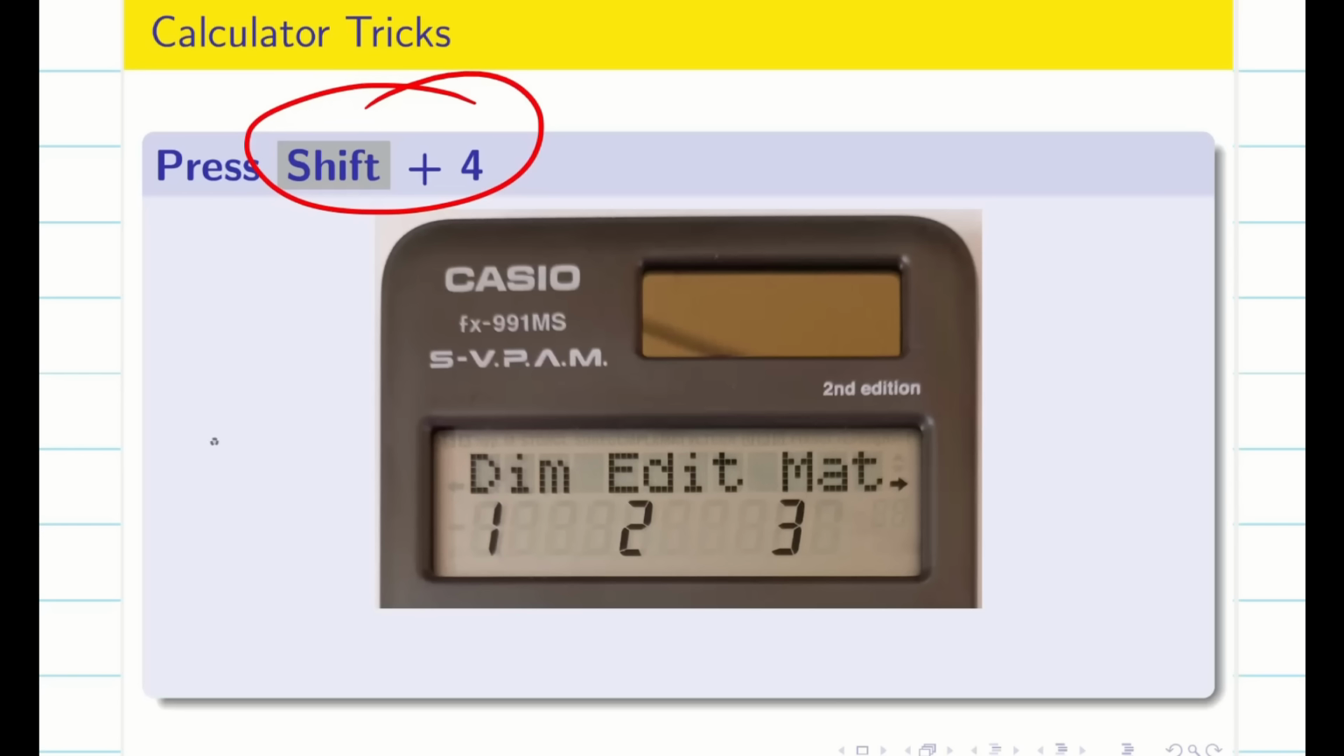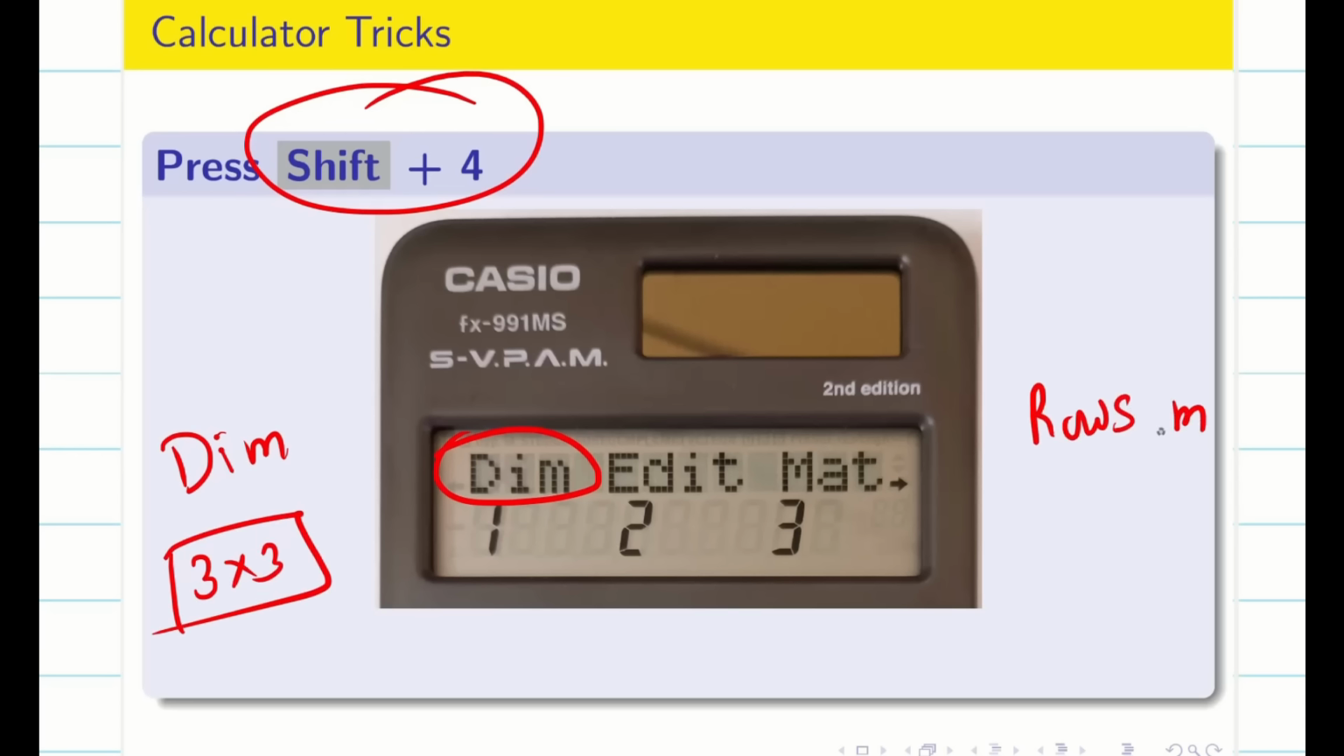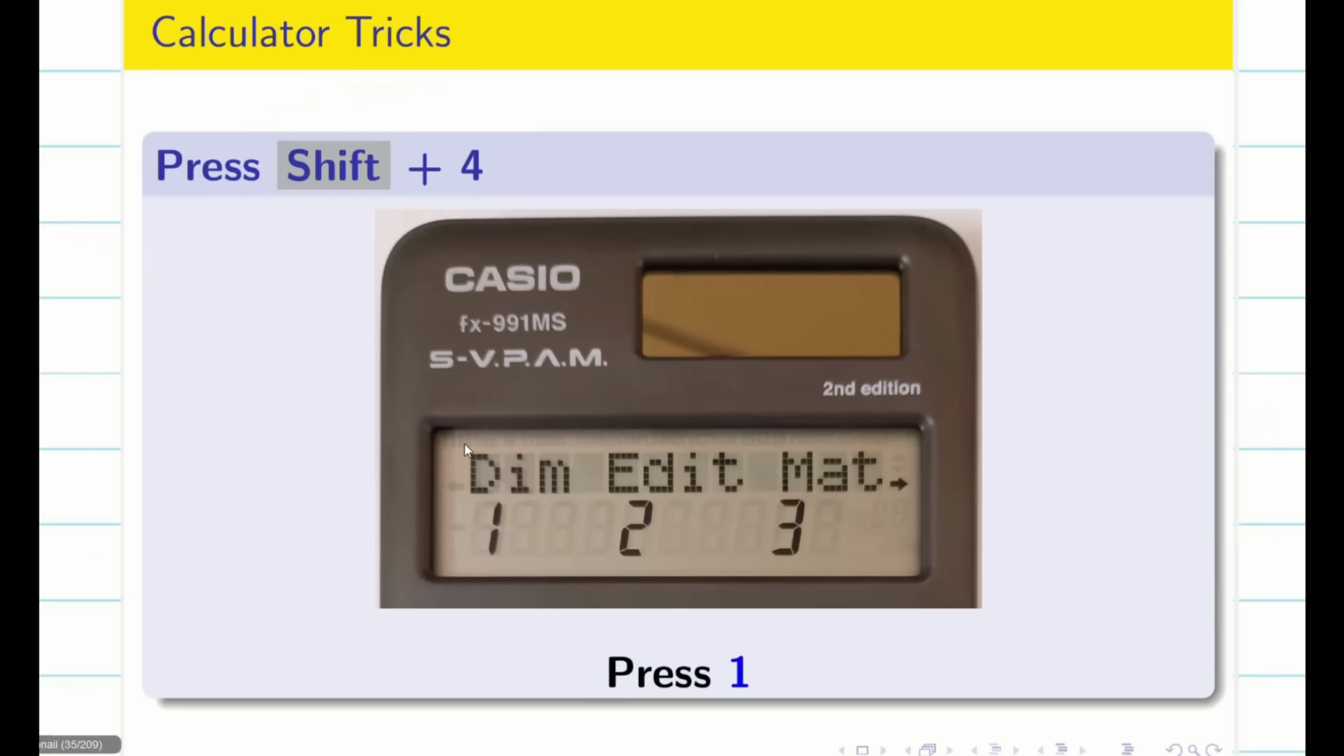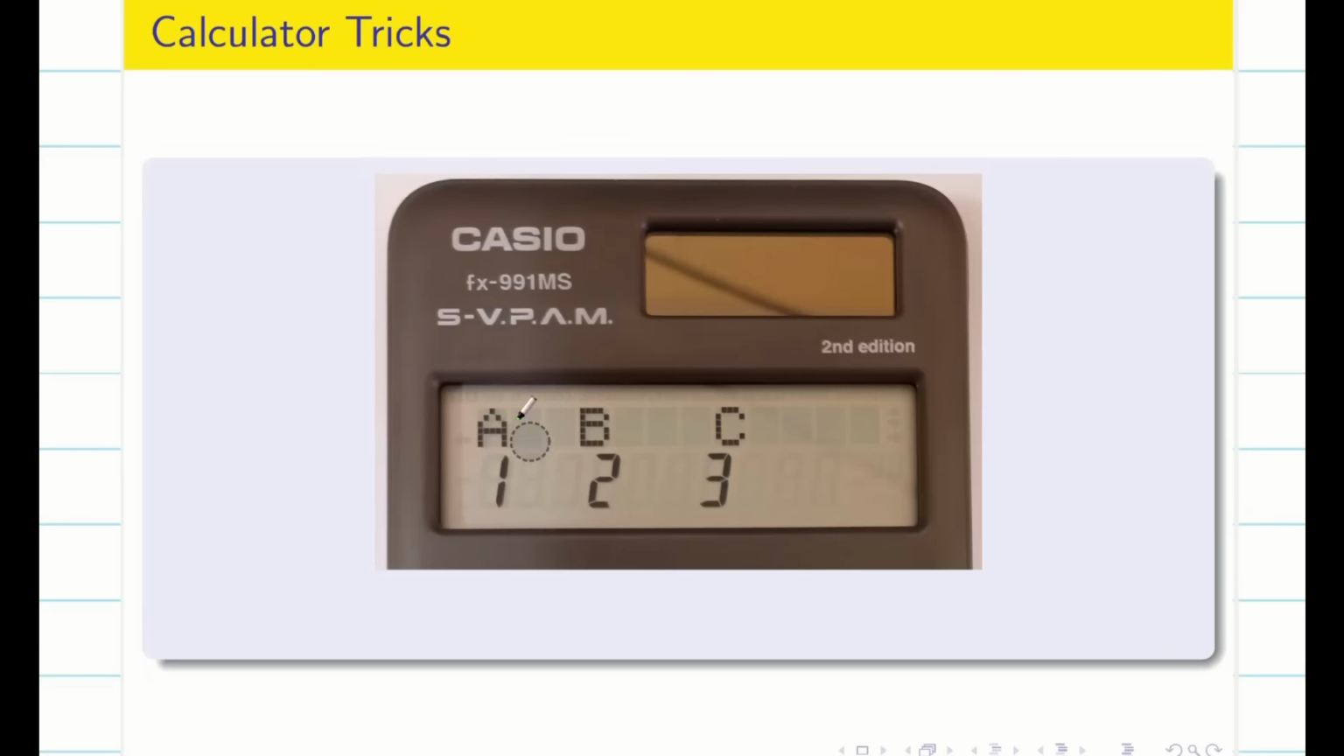like this. First, for a matrix, dimension is very important. Dim means dimension. We have to enter it. Here we are dealing with a 3 cross 3 matrix. So we are going to enter my rows. Rows are here M and columns are here N. I have 3 rows and 3 columns. First press 1. Once you press 1, it will ask for the matrix. I am going to choose the matrix A. So press 1 to choose matrix A.